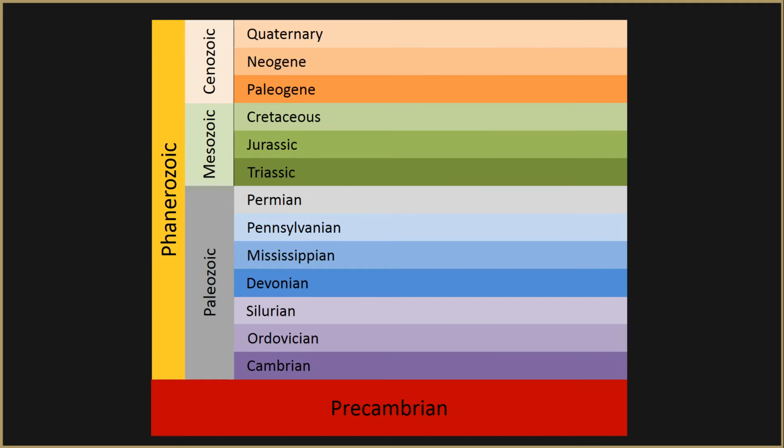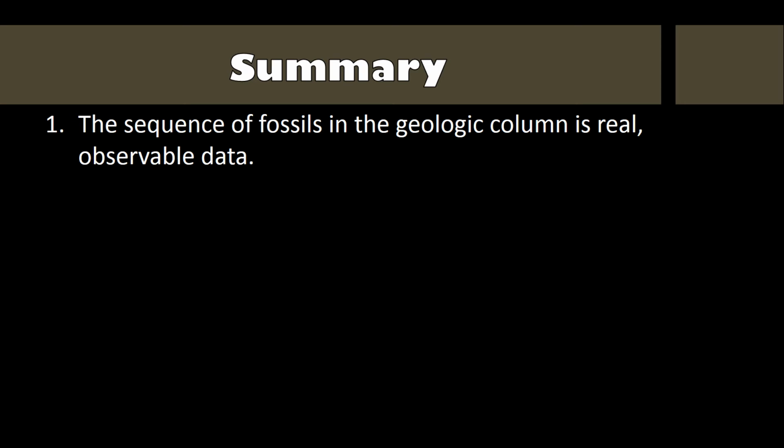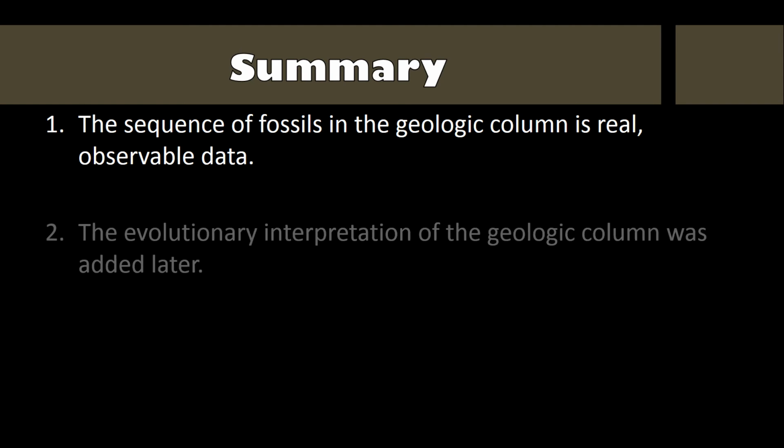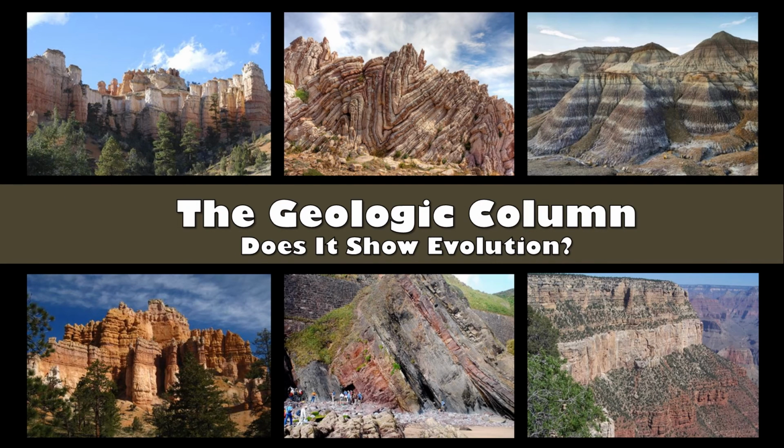We have spent some time learning about the geologic column, how the various systems got their names, and a little bit about what kinds of fossils are found in them. Why is this important? It's important to understand that the sequence of fossils in the geologic column is real, observable data. It is also important to understand that the evolutionary interpretation of the geologic column was added later. But is evolution the best explanation for the fossil record? In our next presentation, we will talk about whether or not there is actually evidence within the geologic column for evolution.